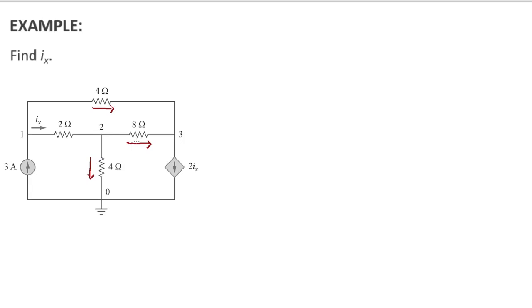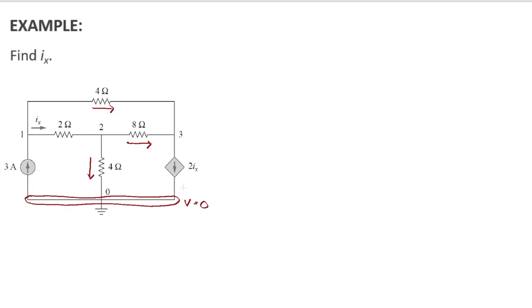Now, next step after the assumption of currents is we choose a reference node. And it's obvious we have here the ground. The voltage there is 0. So this node will be our reference node, and on this node, our voltage is equal to 0. And for the other non-reference nodes, we assign voltages.